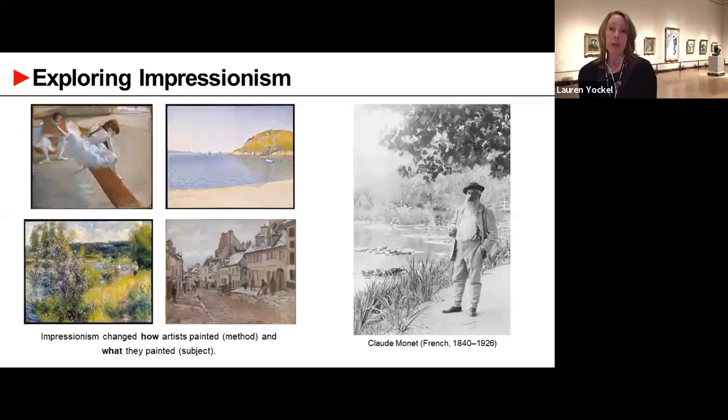I'm in a gallery right now where some of these artworks are on display, but I'm going to pull up a few examples to show you. There we go. Because in Impressionism, there were many different artists who were making this type of art. So on the left side of the screen, I put up just a few examples by different Impressionist artists that are in our collection here at the Museum of Fine Arts, Boston. And like I said, Impressionism changed how artists painted and also what they painted.